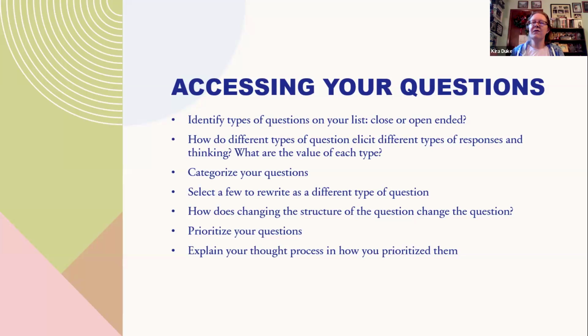So we work through a definition of those with students, so that they can understand what that is. When we think about the 5 W's, which of those 5 W questions are open-ended, which of them are closed-ended, and helping them to identify that. We want them to think about how closed-ended questions and open-ended questions elicit different types of responses, different levels of critical thinking, and what the values of each of those are.